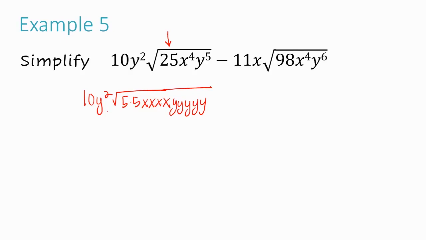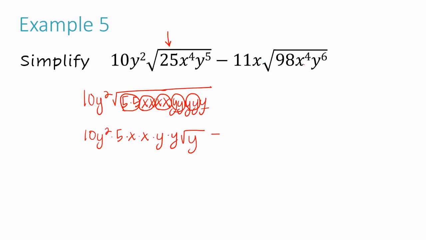Now, I'm going to circle things in pairs and pull out what I get. A 5, x, x, y, y. Okay, pull all that out. 10 y squared times 5 times x times y. The only thing that's left under my radical is a y.